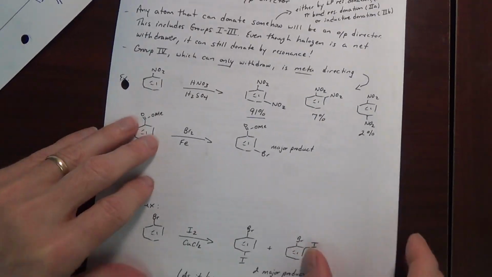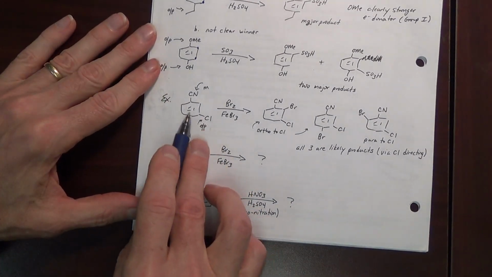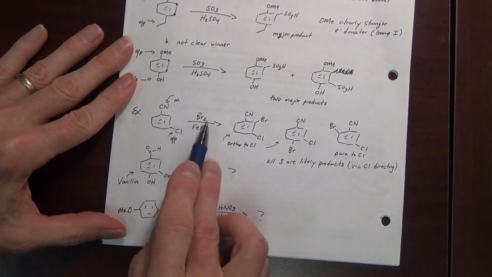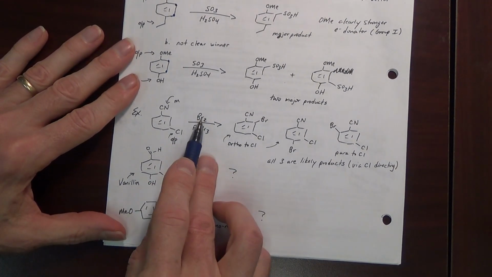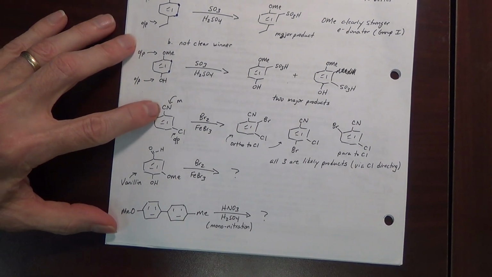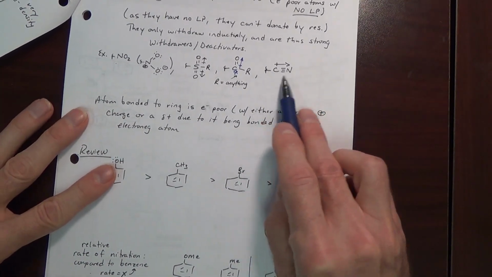And so this molecule here would be 3-chlorobenzonitrile or meta-chlorobenzonitrile. If we brominate it, looks like we're brominating. Where do we expect the bromine to end up? Well, the cyano group is a meta-director. We should know that. It's a group 4, right? There it is. Cyano group, group 4.